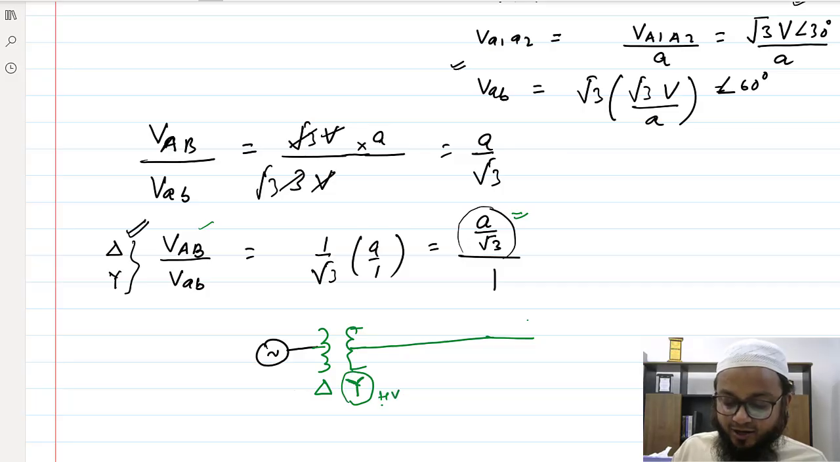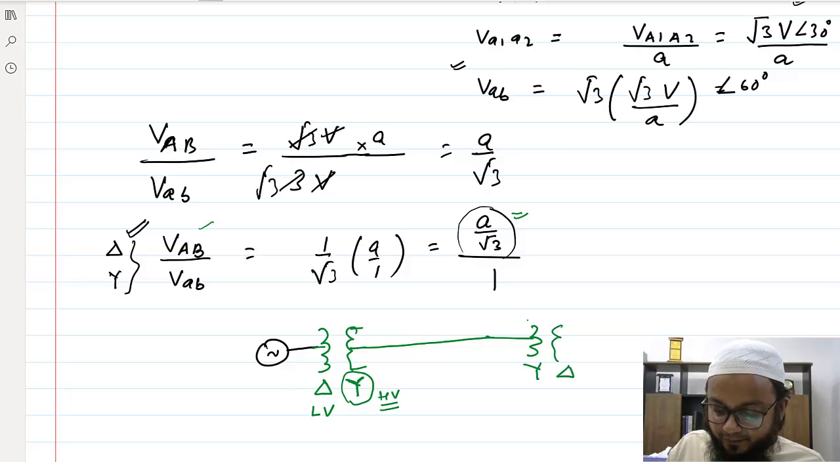For the high voltage side, the turn ratio should be higher, right? And for the low voltage side, the turn ratio should be lower, right? So the star side I would be using for the higher voltage side. Similarly here for stepping down, I would be using a star delta transformer to step down this voltage.